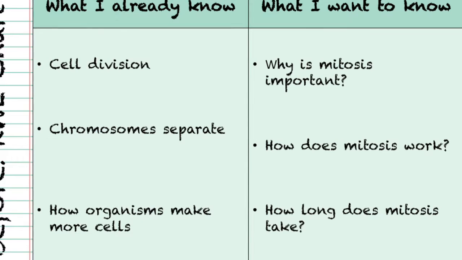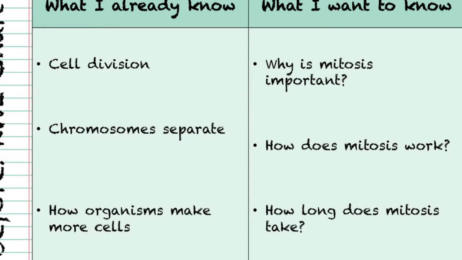If they have 10 questions from the second column, they should try to answer those questions based on their readings. By keeping these questions in mind, the students are also monitoring their comprehension of the topic.